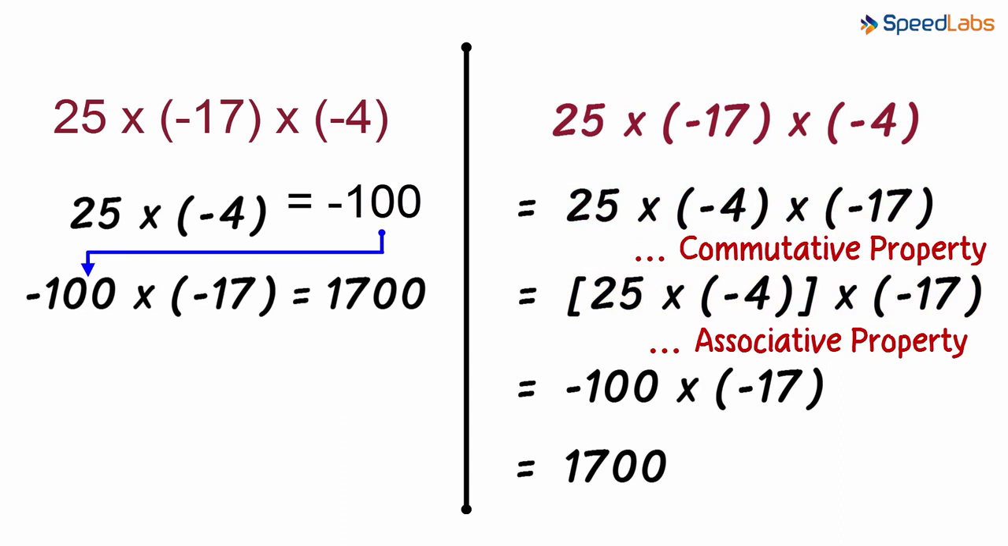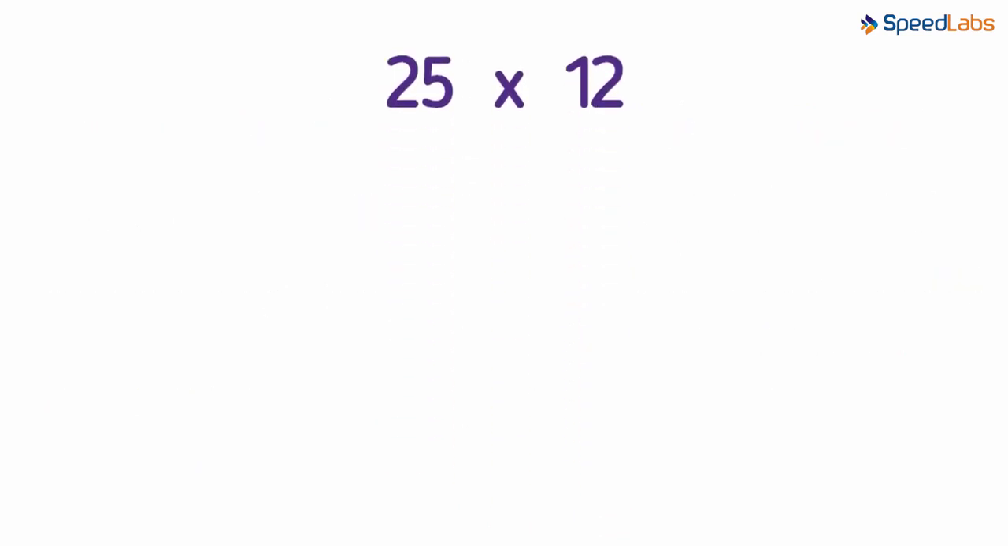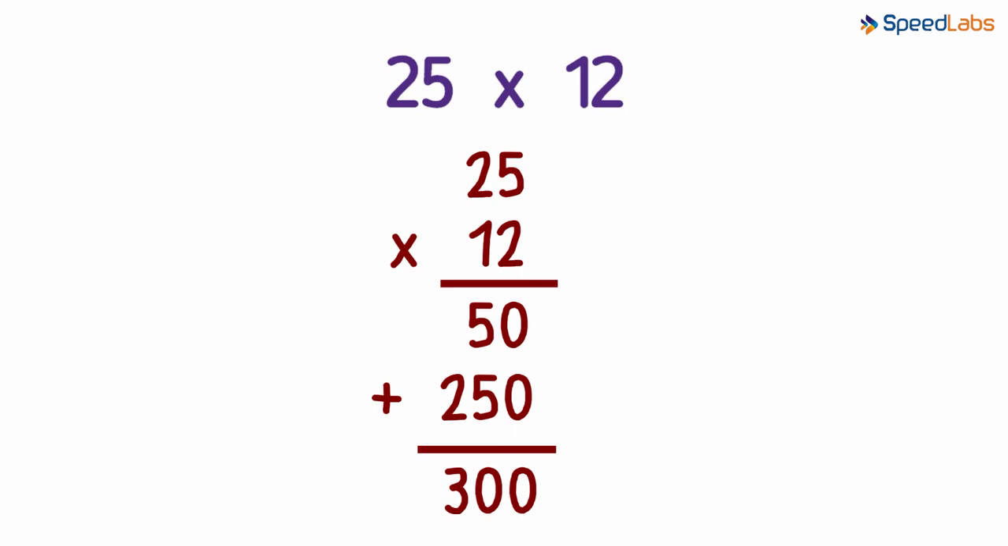Would you like to know how the distributive property helps to make the multiplication easier? Look at this question. Usually, we would multiply it like this. This isn't incorrect, but can get tedious as the numbers get bigger. So, what can we do to make it simple?